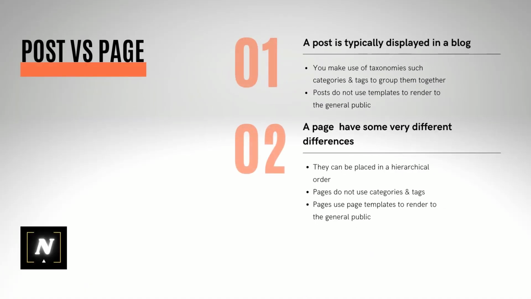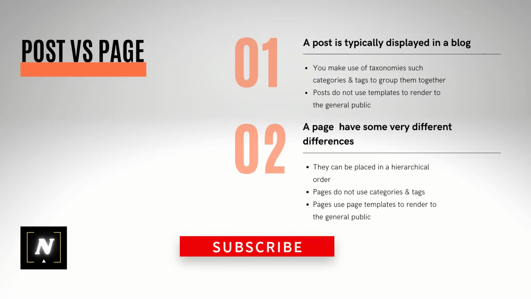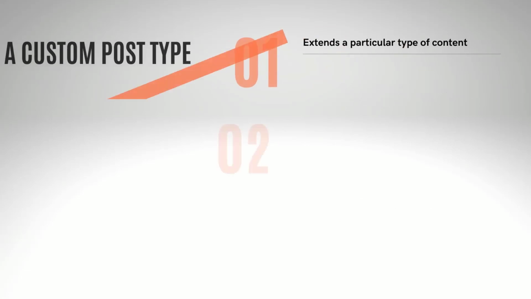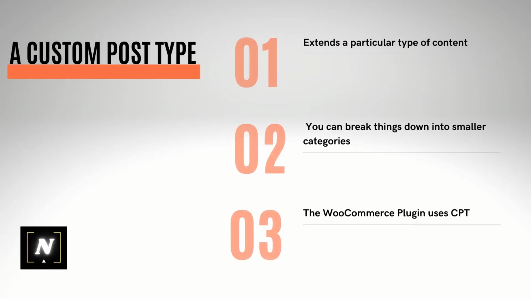WordPress comes with 5 default post types: post, page, attachment, revision, and menu. Most users are familiar with post and page types. A post in WordPress is a post type. Posts are typically displayed in a blog. Usually you make use of taxonomies such as categories and tags to group them together. Posts do not use post templates to render to the general public.